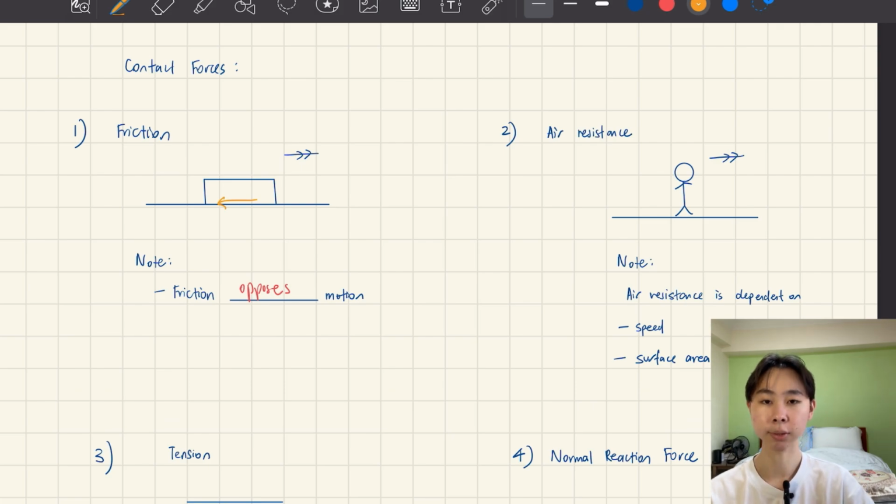So air resistance is something that we feel every time we walk, every time we start running. And air resistance is dependent on 2 different things. So first one is speed. Second one is surface area. So imagine you're running and then you start speeding up. What happens is you feel more wind blowing at you. And same thing, if let's say I got a skinny guy that is running versus a very big guy that is running, the big guy will feel a lot more wind that is blowing at him.